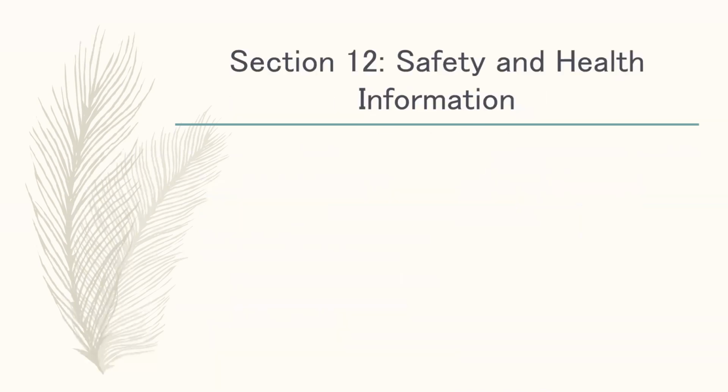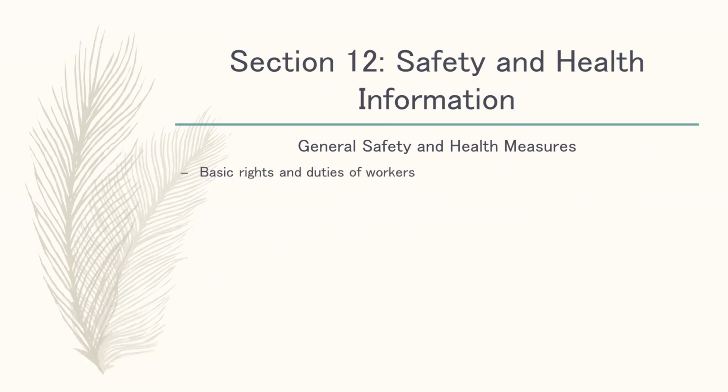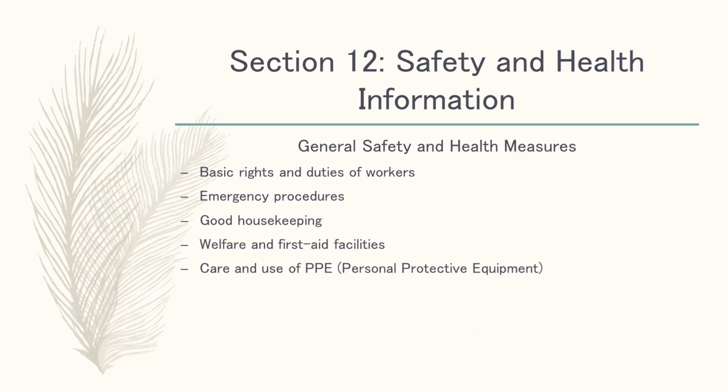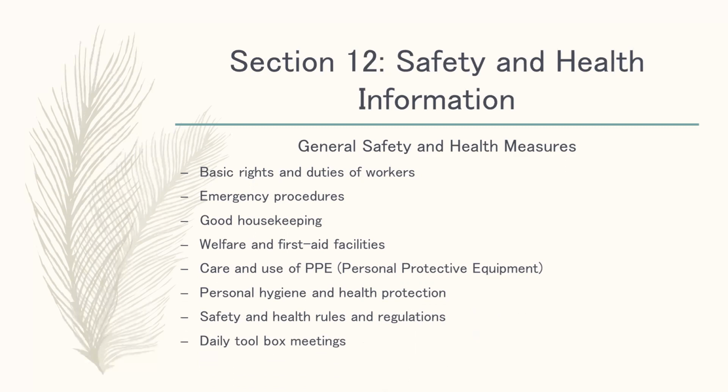For Section 12, Safety and Health Information, we have the following. We have to consider the general safety and health measures, like the basic rights and duties of workers, emergency procedures, good housekeeping, welfare and first aid facilities, care and use of personal protective equipment or PPEs, personal hygiene and health protection by giving them a seminar, safety and health rules and regulations, and daily toolbox meetings.